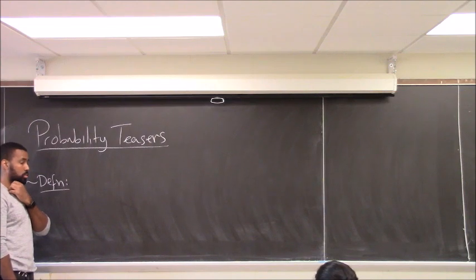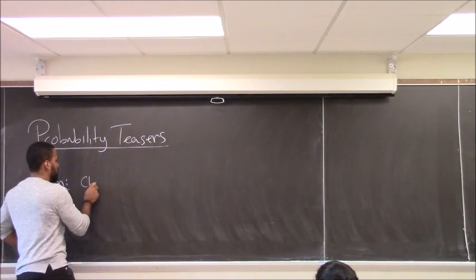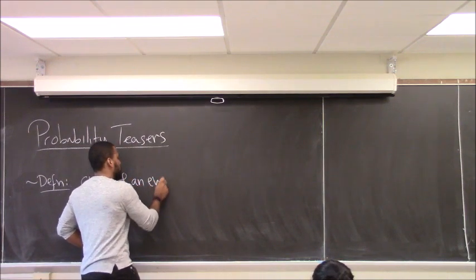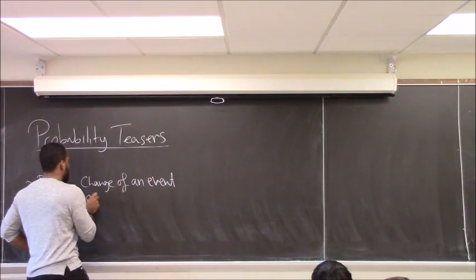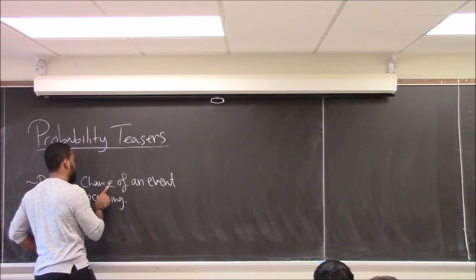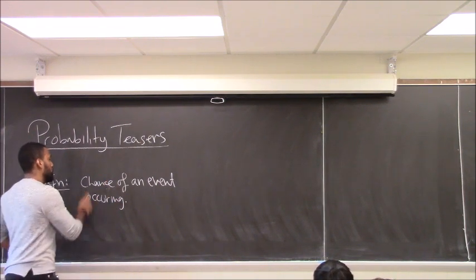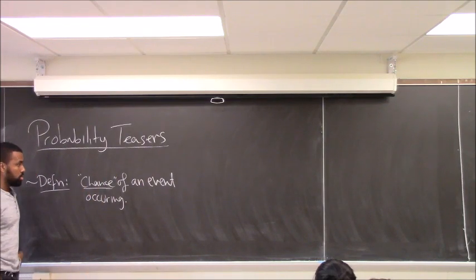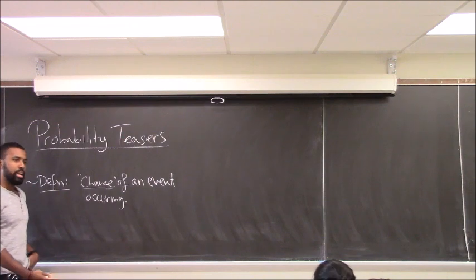Yeah. Chance of something occurring. So this is usually called an event. But what do you mean by chances? What is the chance of change? What does that mean? Yeah. The likelihood that it's going to occur over something else. The likelihood, but again, what does that mean?